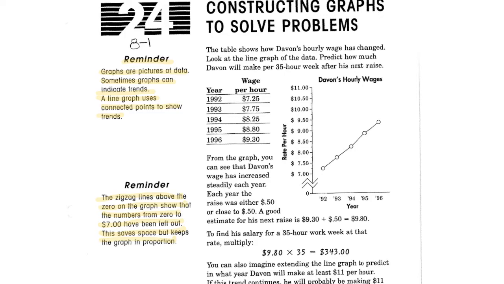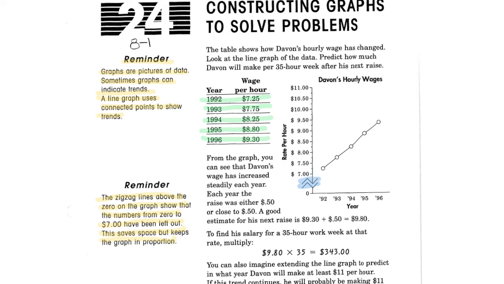So, it says the table shows how Davin's hourly wage has changed. Look at the line graph of data. Predict how much Davin will make per 35 hours a week after his first raise. Now, if you look at this, in 1992, he had $7.25, then he made $7.75, $8.25, $8.80, and then $9.30. Now, if you remember, it talked about the squiggly lines. They left out from $0 to $7. There's no need for anything below $7 to be on this graph. So that's what they've done.